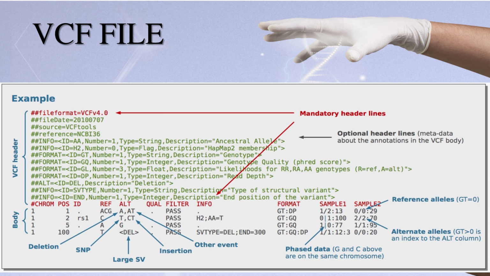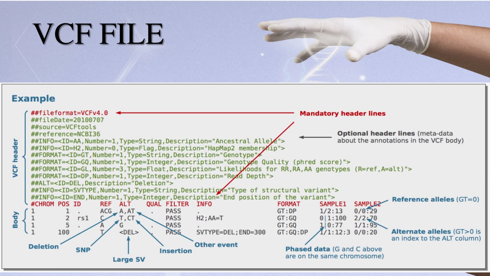The ID column serves the purpose of indicating whether the variant has been previously classified and is present in any database like dbSNP. Depending on the variant, its position on the chromosome, and whether it's previously classified or part of a database, the corresponding identifier is displayed. A dot indicates that the variant has not been previously classified.